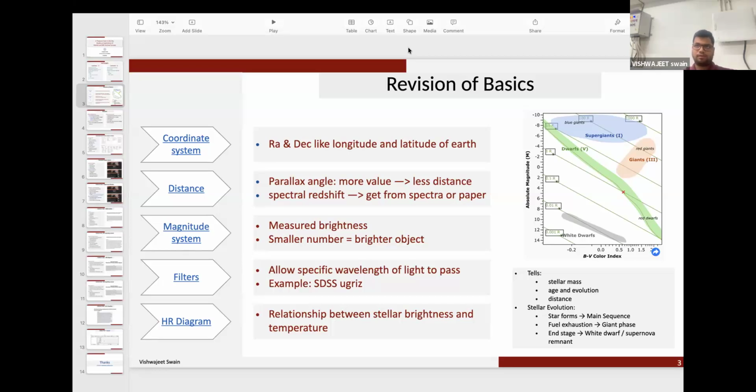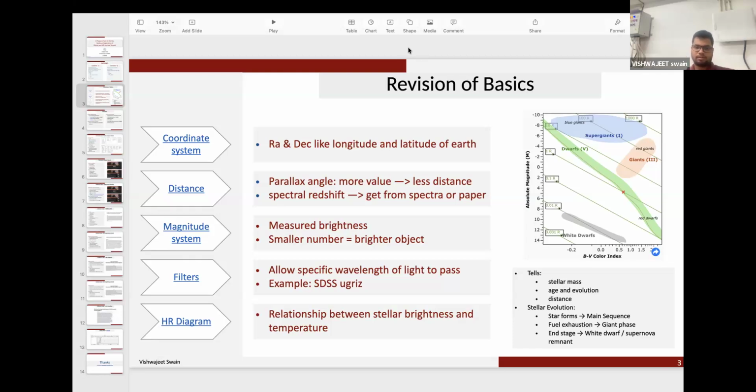And then from the spectral redshift, for extragalactic sources, which are outside our galaxy, to find the distance of those sources we usually observe the spectra and then get the value from the redshift. And then the magnitude system is basically a measure of the brightness of the source, but it's a bit opposite: a smaller value is a brighter object.